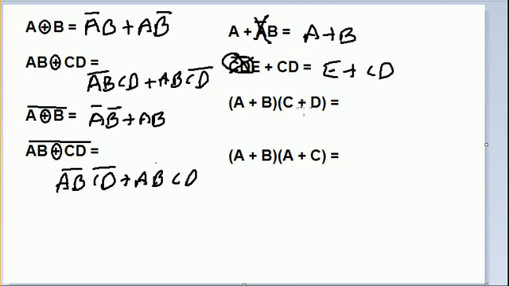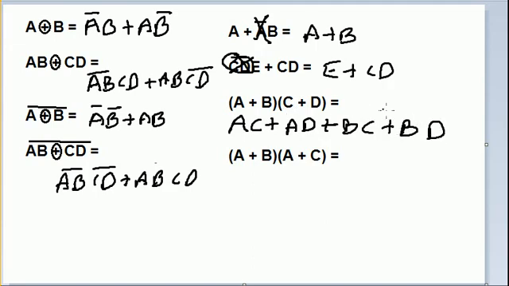Now let's look at the FOIL method. I'm skipping to the last one first. This is just like you would do in multiplying two binomials in algebra. First times the first, so you have AC, the outer terms AD, the inner terms B and C, and the two last terms B and D. Hence FOIL, first, outer, inner, last.